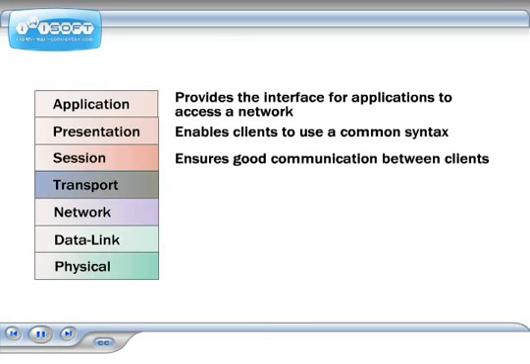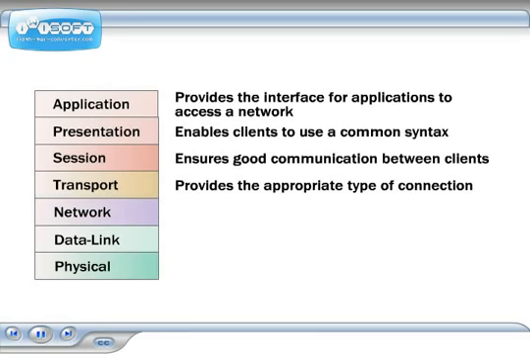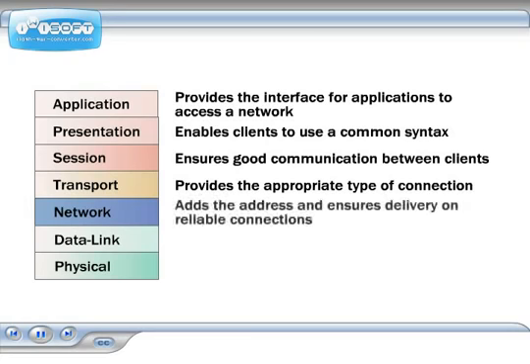At the transport layer, either a reliable or unreliable protocol is chosen to make the connection to the recipient, depending on which type is needed by the communicating clients. At the network layer, the destination address is added to each packet. Also, when a reliable connection is made at the transport layer, protocols at the network layer do the tracking and checking needed to ensure the connection's reliability.